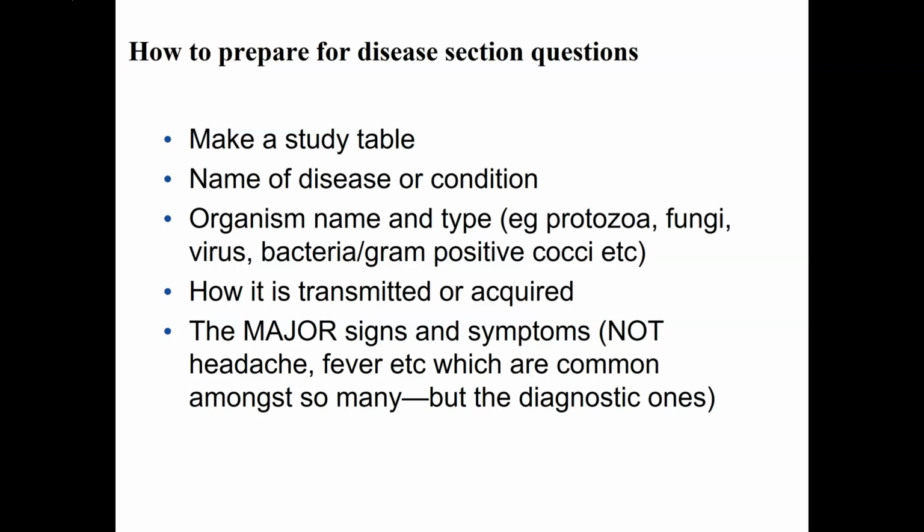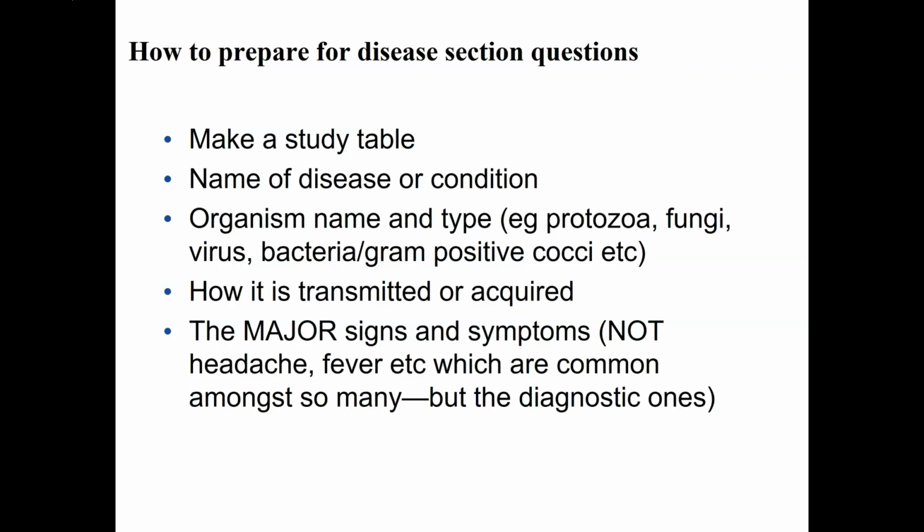How is it transmitted or acquired? Is it a respiratory or ingestion? Is it the bite of a particular biological vector? And finally, the major signs and symptoms or characteristics of the disease. I'm talking about something that helps you diagnose the disease, that makes it stand out from the others. Not common things like a headache or the feeling of malaise. Those are symptoms that are common in too many diseases, and they're not distinguishing.